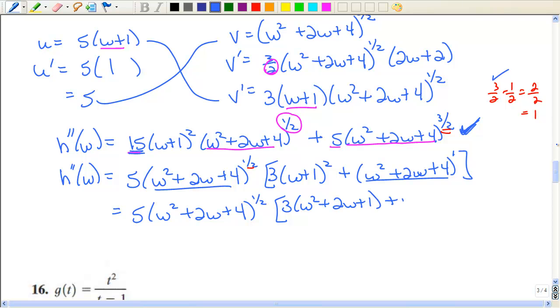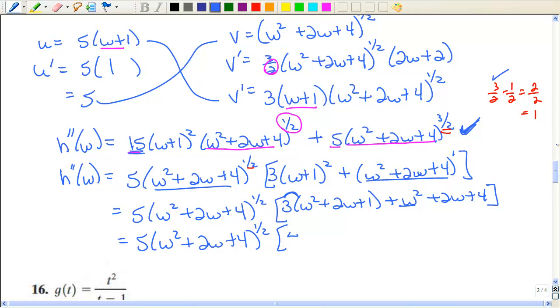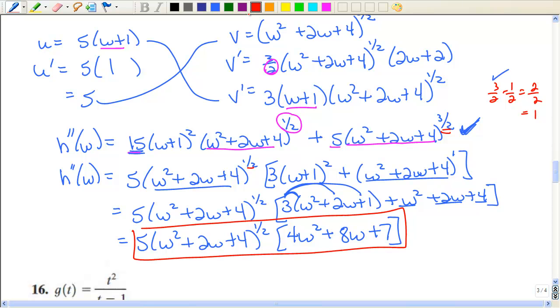FOIL that out. We can take that out of the parentheses. And then I'm going to kind of do 2 steps in one. I'm going to distribute the 3 and collect like terms. So that's going to be 3w squared plus 1w squared is 4w squared. That's going to be 6w plus 2w is 8w. That's going to be 3 plus 4 is 7. Right? So this would be another way to write the answer. This would be okay.